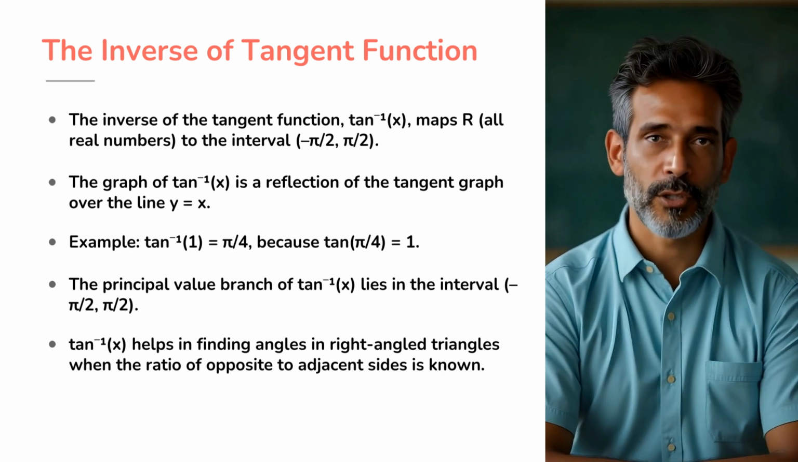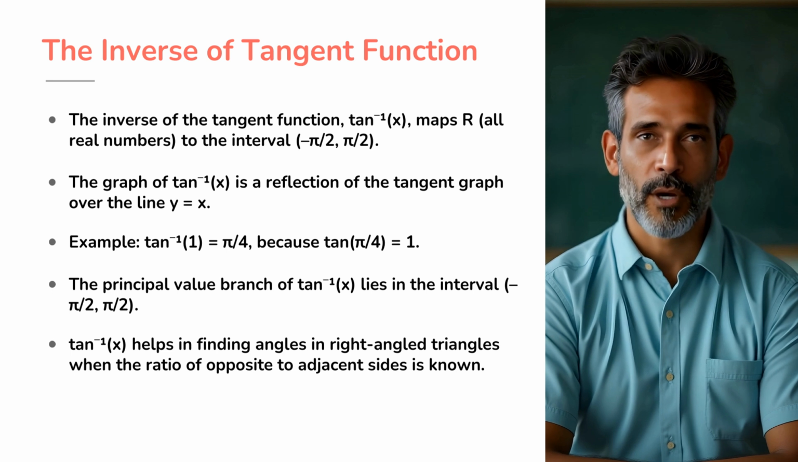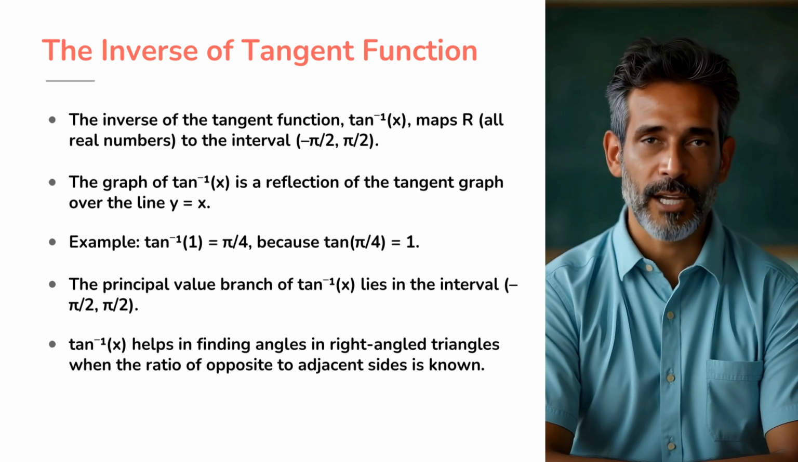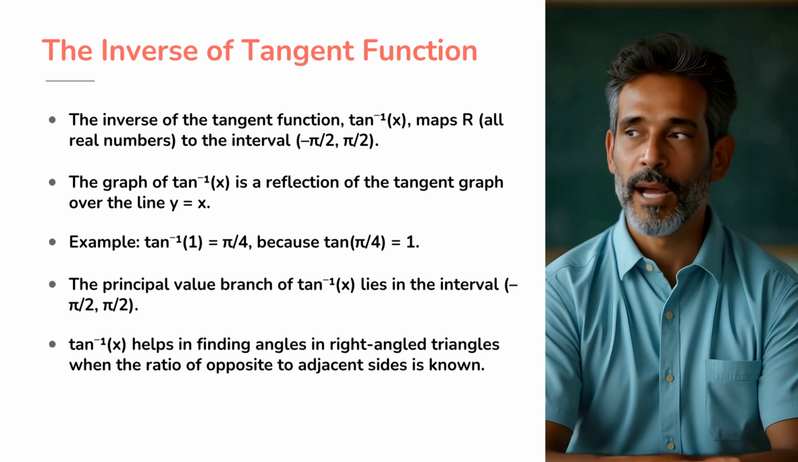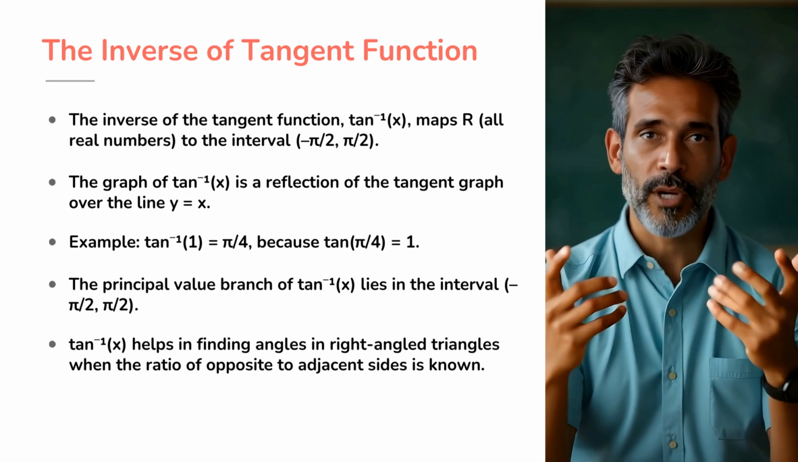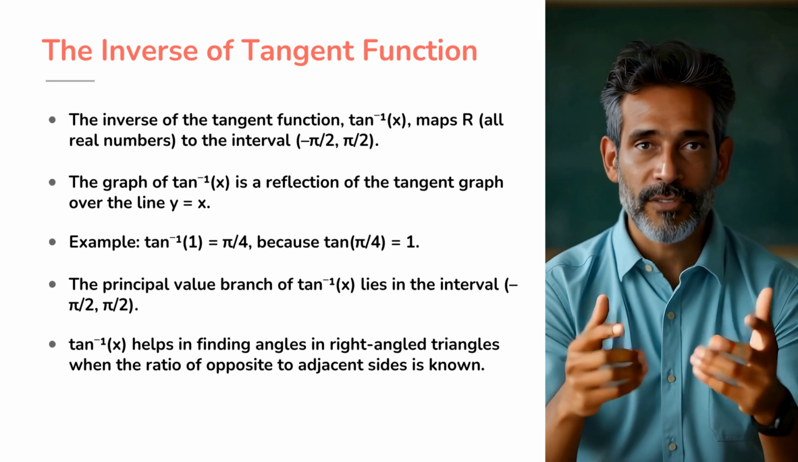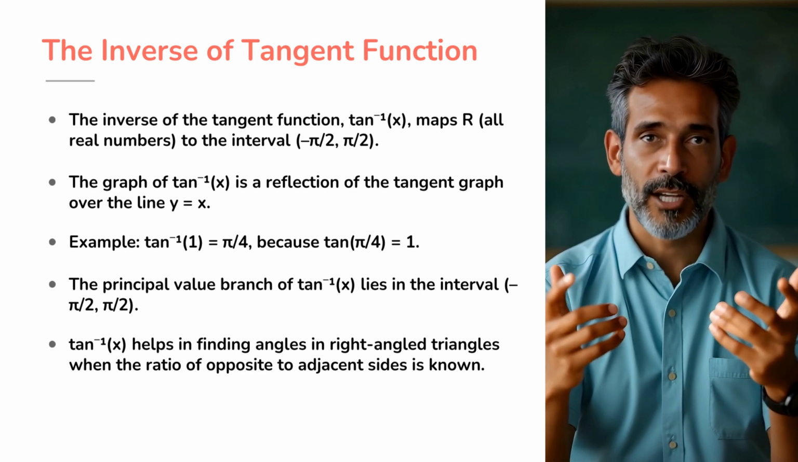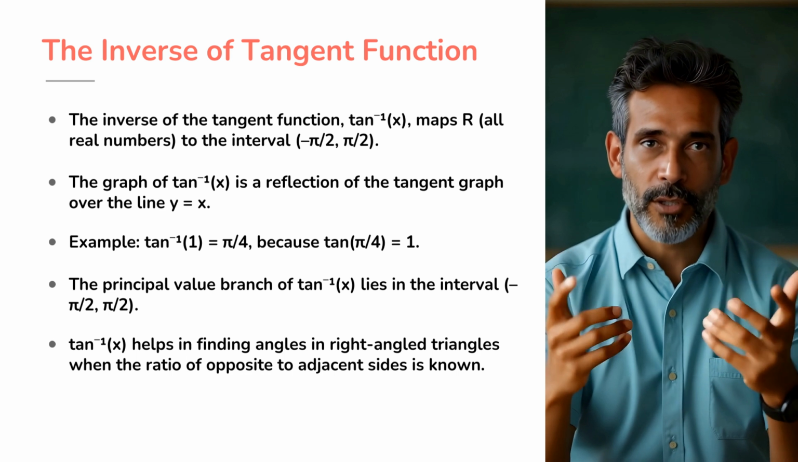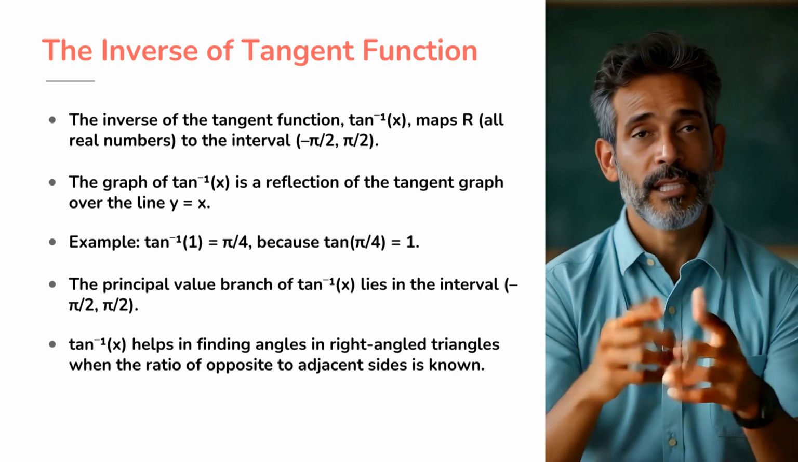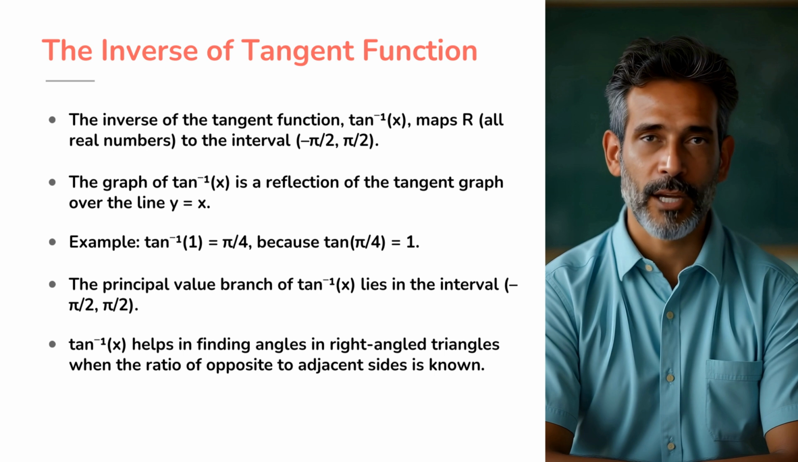For example, tangent to the power of negative 1 of 1 equals y, where tangent of y equals 1. And we know that tangent of pi over 4 equals 1, so y equals pi over 4. The graph of tangent of x has that familiar zigzag shape, and the graph of tangent to the power of negative 1 of x is a reflection of that over the line y equals x.